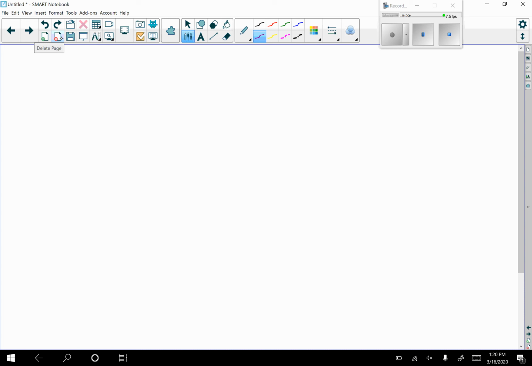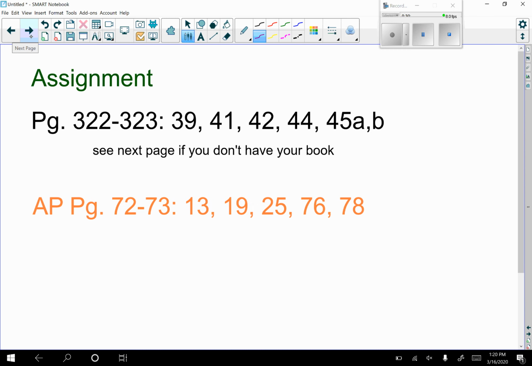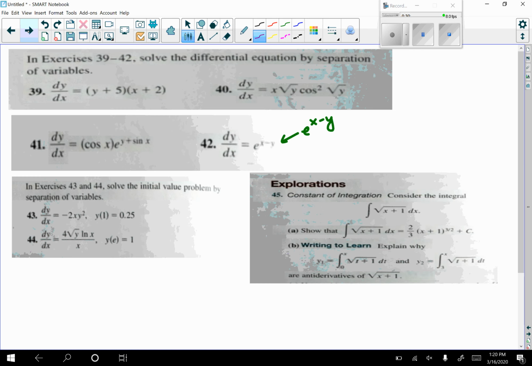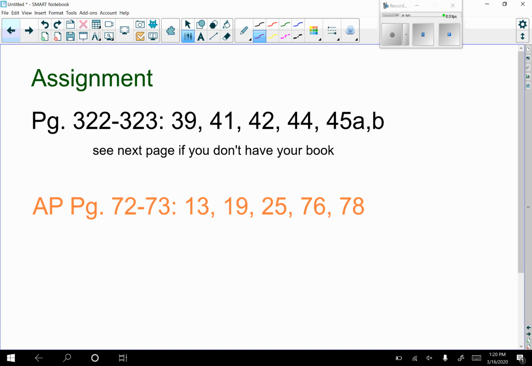Alright, so here's the assignment. Pages 322, 323. These problems when you get to 45, just parts A and B, and then some more problems off of pages 72 and 73. Again, you can look at the next page and pause it if you don't have your book with you. Please let me know if you don't as well, or if you need any other copies made for you or any of the other problems. Alright, so give this a try. Again, let me know if you have any questions.